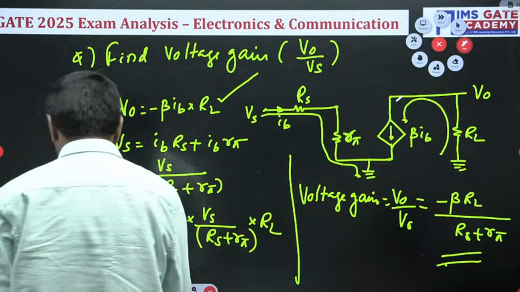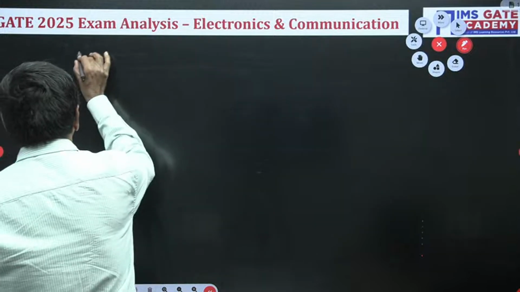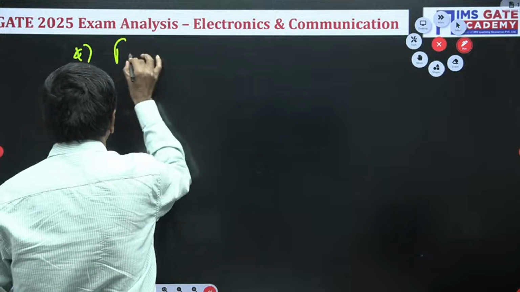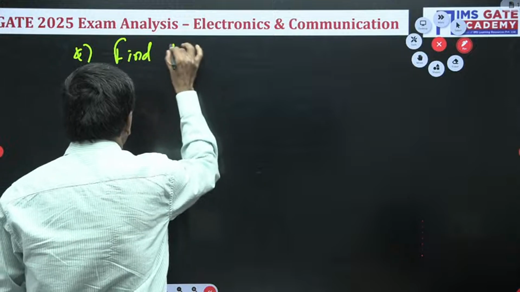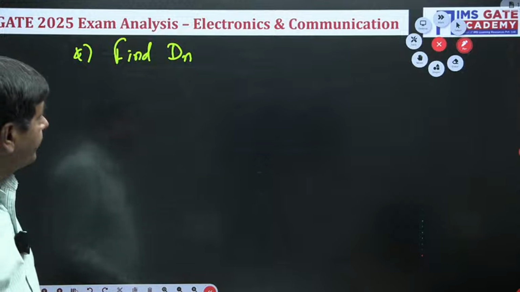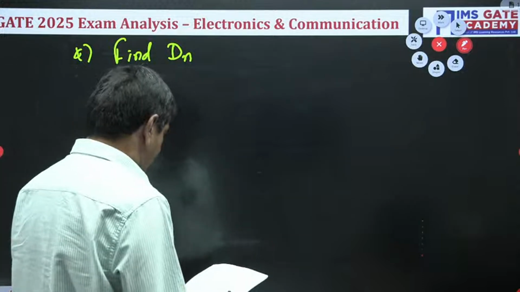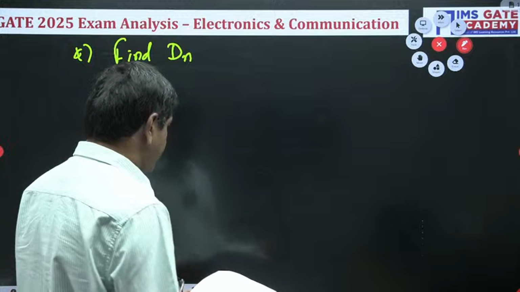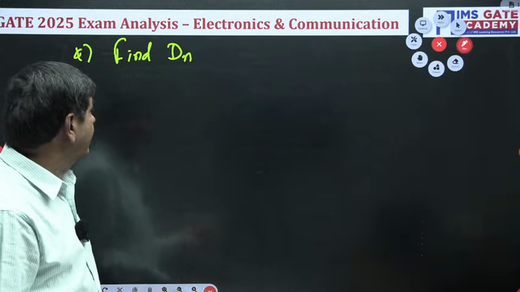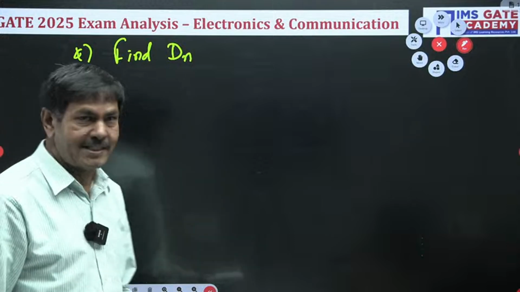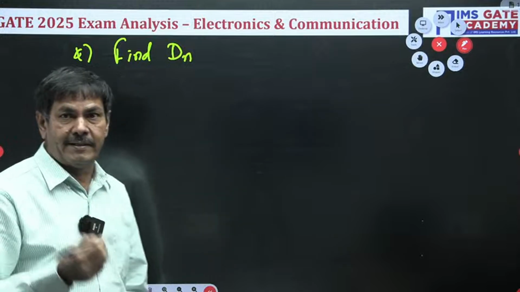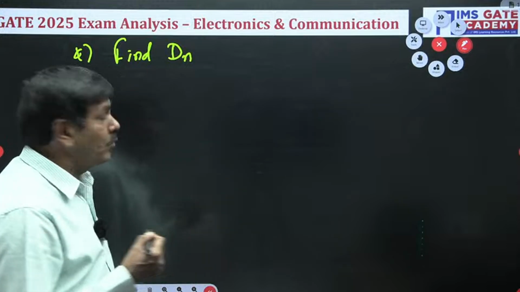In EDC, one more question was asked like this. Find Dn. He's asking to find the diffusion coefficient, Dn, the coefficient of diffusion. It is required at room temperature only, at 300 Kelvin. I want the Dn value at 300 Kelvin. We know the Einstein relation very well. From the Einstein relation we can calculate the Dn value.